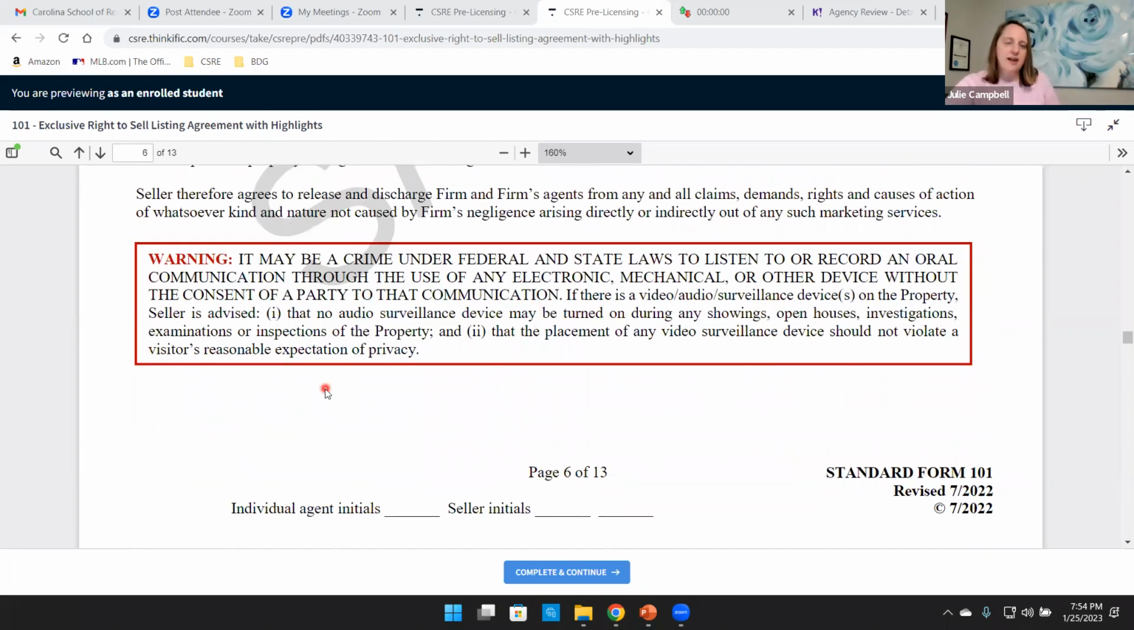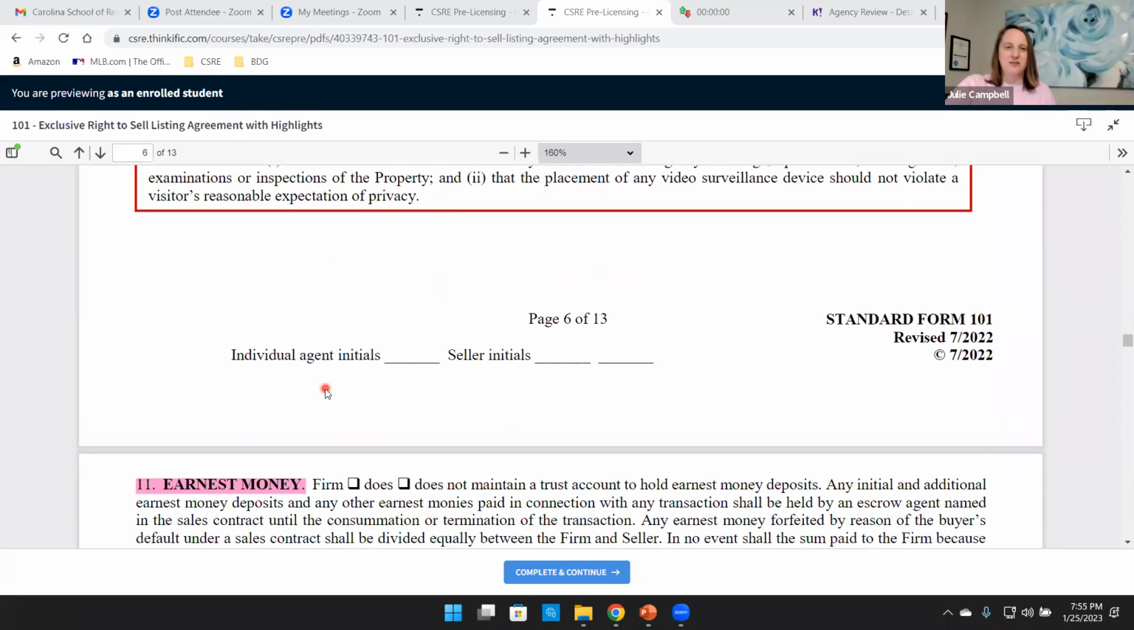I think somebody asked about this the other day, a big red warning. Again, not highlighted, but we've talked about it. It may be a crime under federal and state laws to listen to or record an oral communication through the use of any electronic, mechanical, or other device without the consent of a party to that communication. If there is video or audio surveillance, sellers are advised that no audio surveillance device may be turned on during showings, and that the placement of any video surveillance should not violate a visitor's reasonable expectation of privacy. No cameras in the bathrooms. Have them in the living room, the main rooms, the front door, or the front porch, but we can't have audio without consent. So we address that in our agency agreement, listing agreement. We address it in our buyer's agency agreement too.